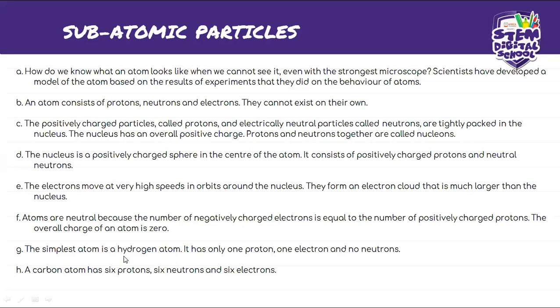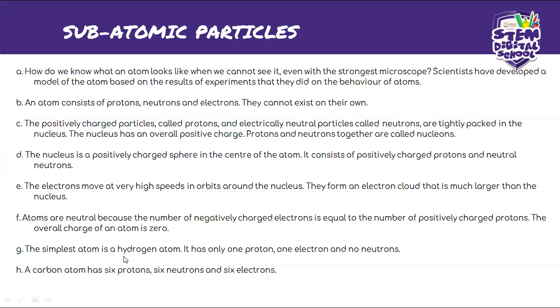So now let us look at the last point, and I want you to answer this. What term do we give to a carbon atom that has 6 protons, 6 neutrons, and 6 electrons? What term do we give to them when an element has everything being equal?